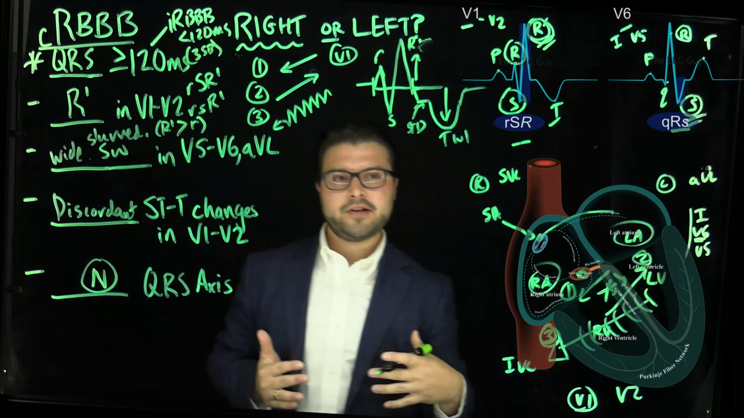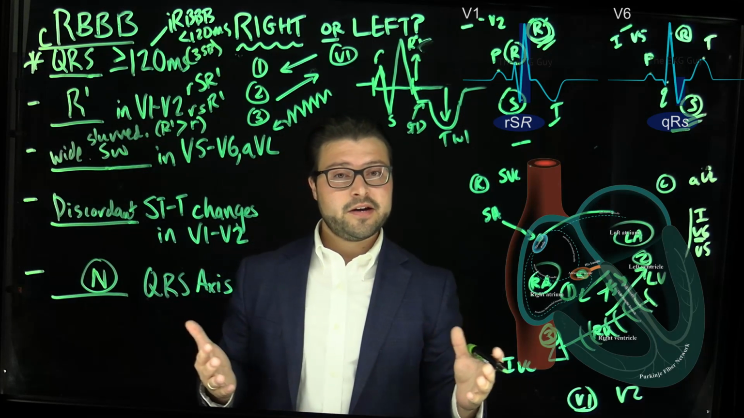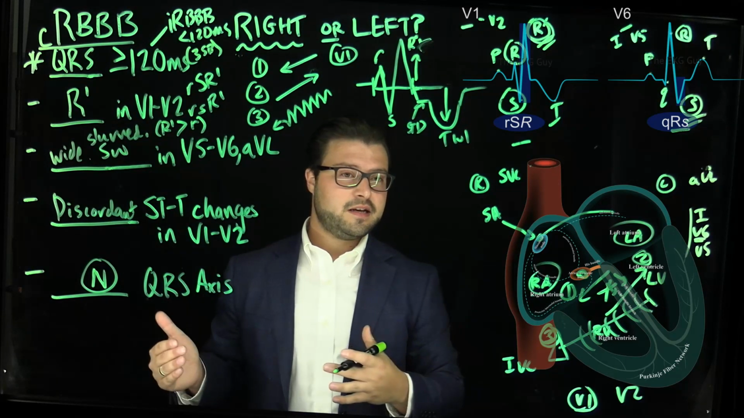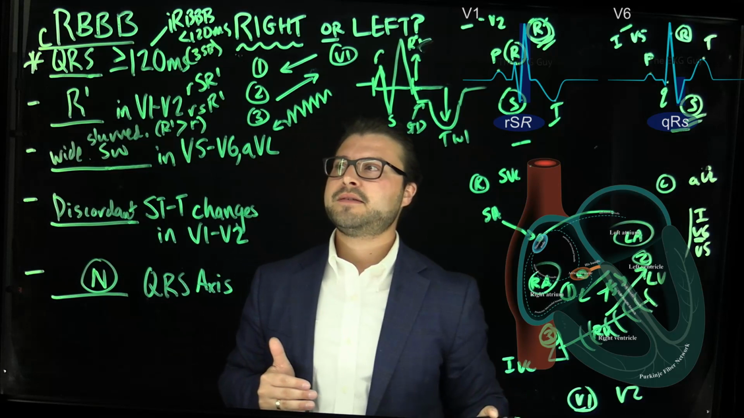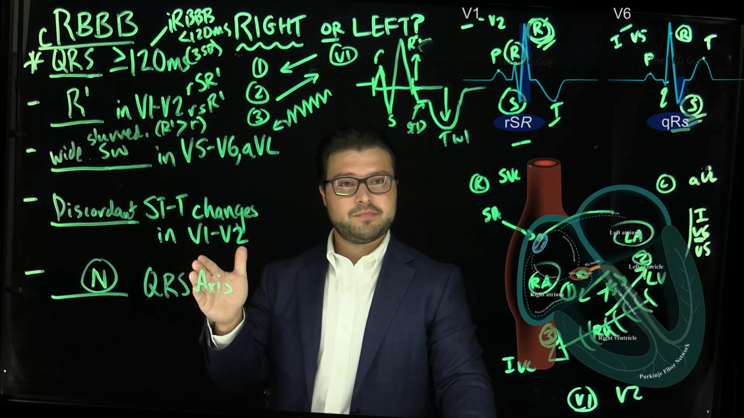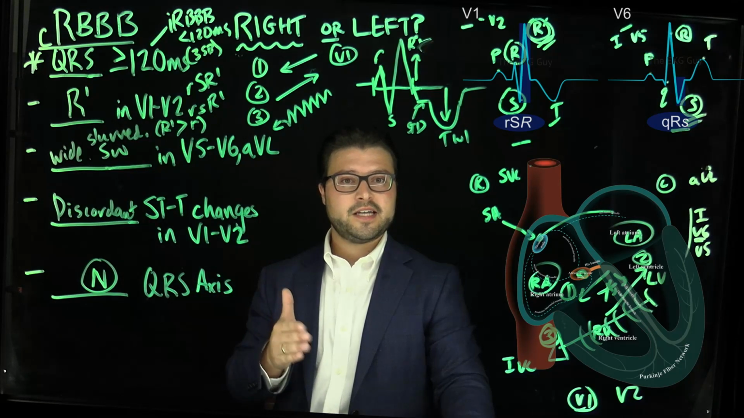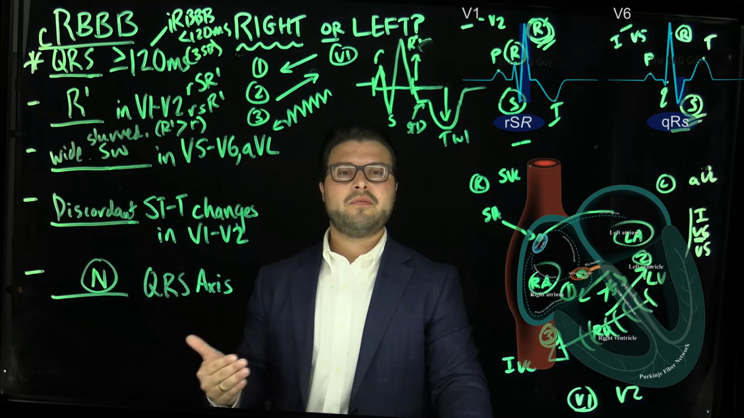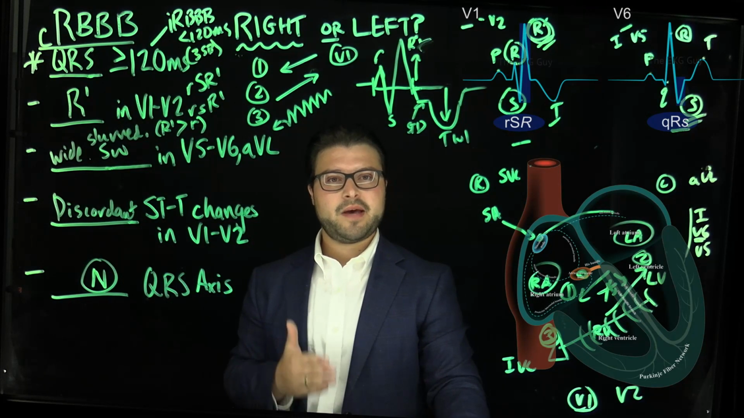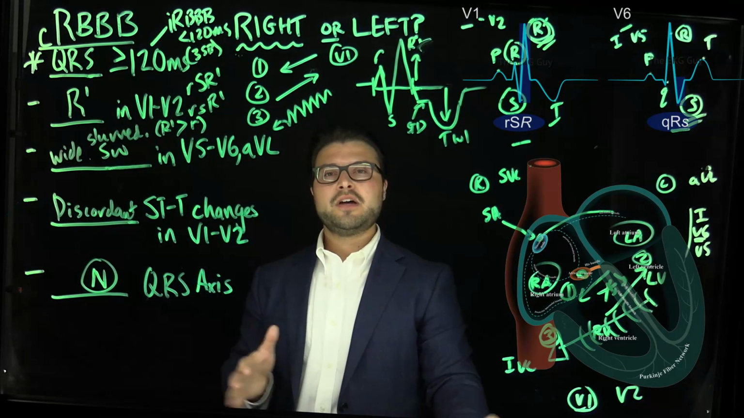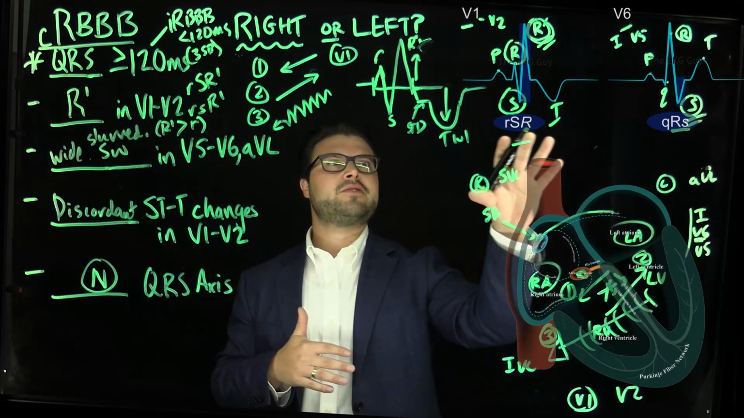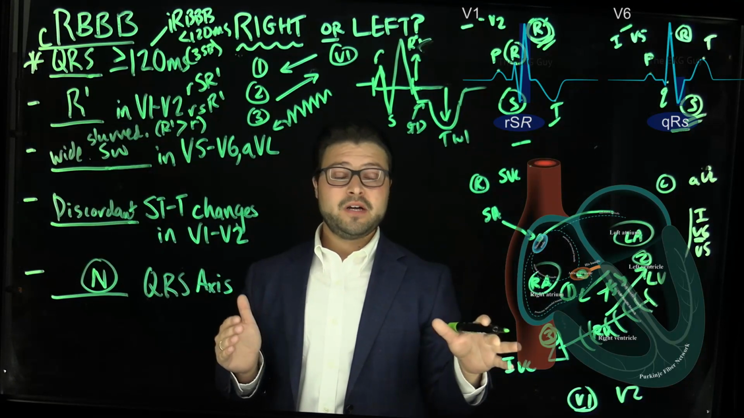As you start to learn how to differentiate wide complex tachycardias, this is a component that helps differentiate VT and supraventricular wide complex tachyarrhythmias. Namely, if you see a typical right bundle branch block pattern in a wide complex tachycardia, it's most likely coming from above the ventricles. On the other hand, if you see an atypical right bundle branch block pattern, it may suggest VT is present.